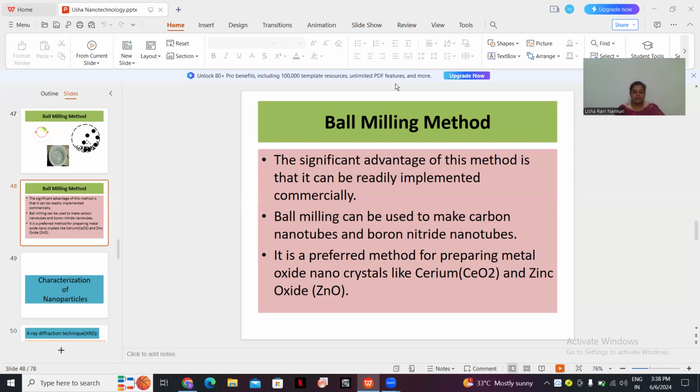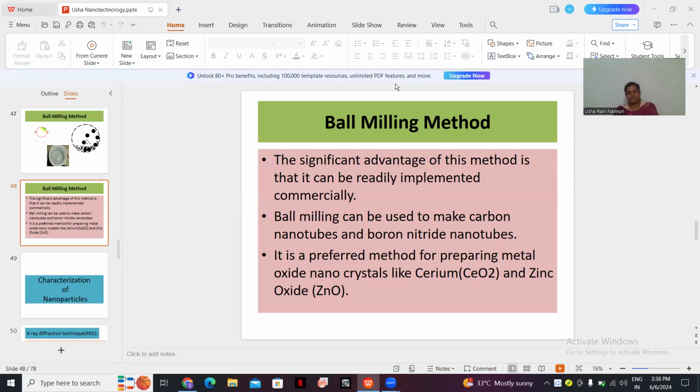The principle of the precipitation method is that two or more chemicals are mixed to react with each other. Then the product will settle down as a precipitate. After mixing the two or more chemicals, the product settles down as a precipitate.